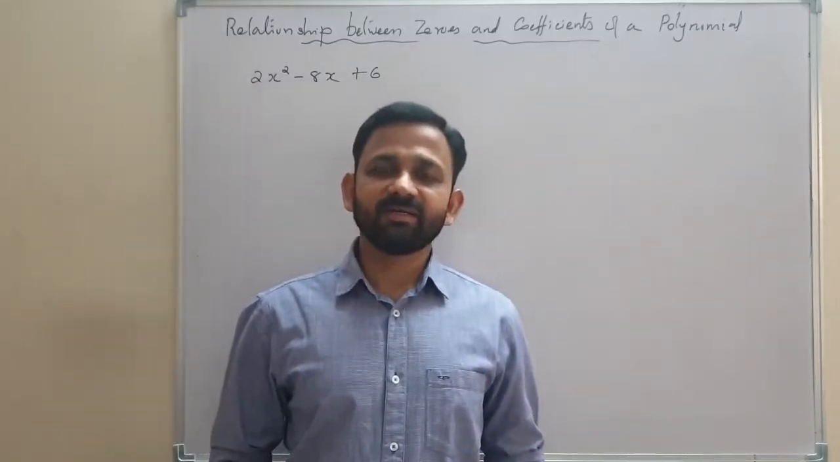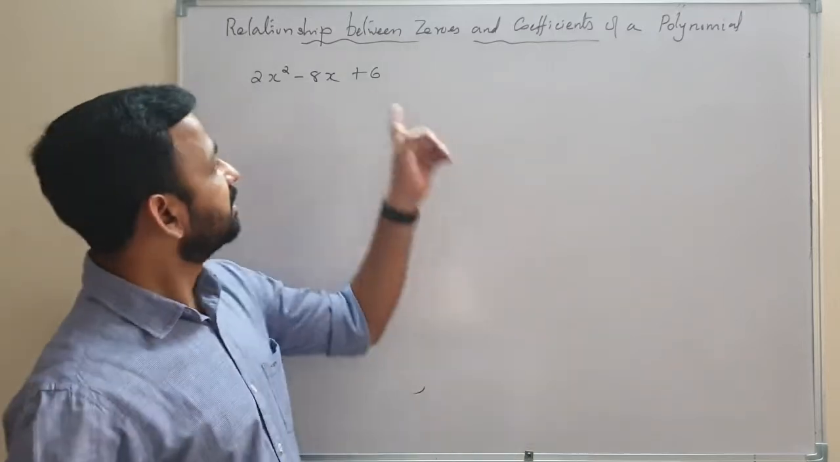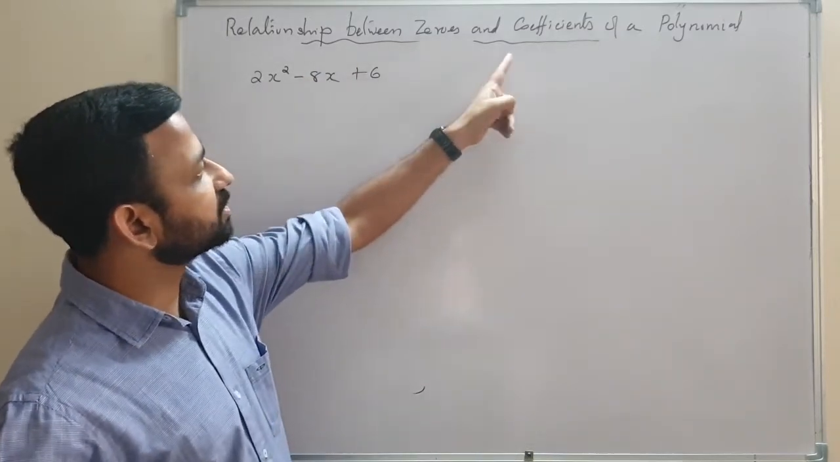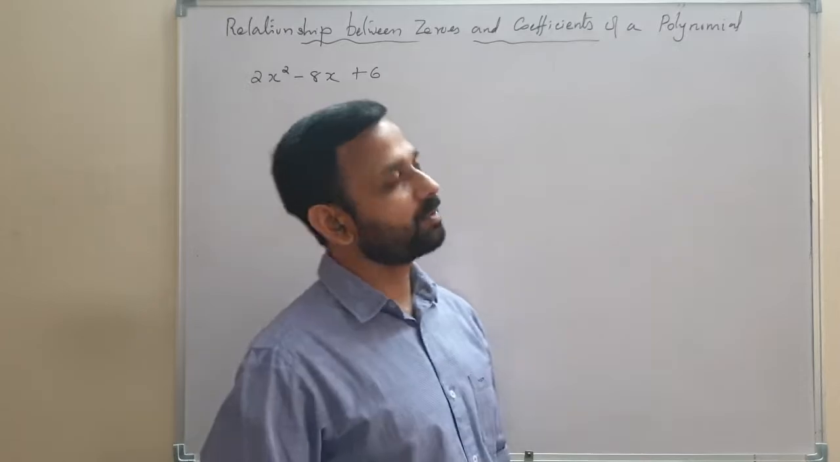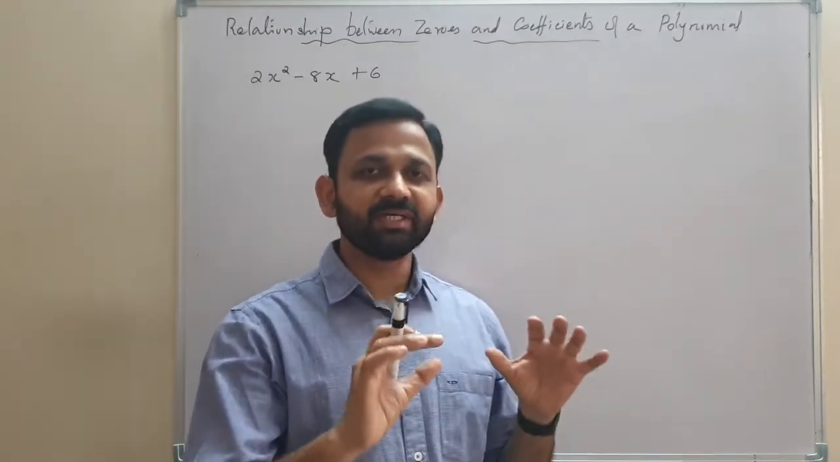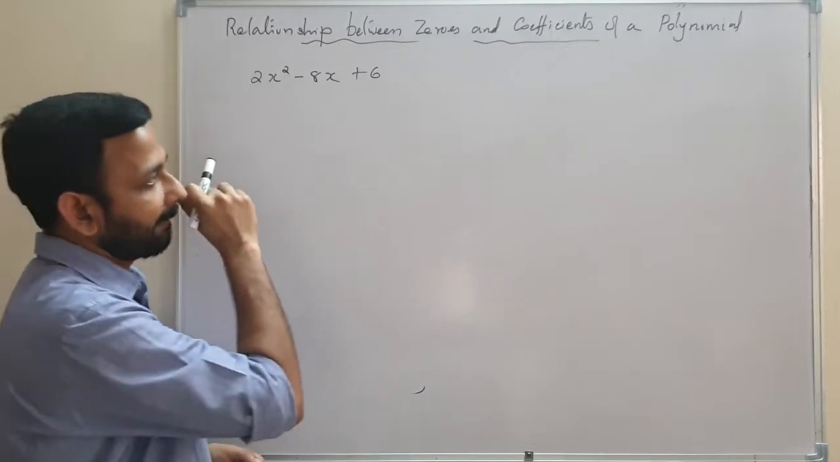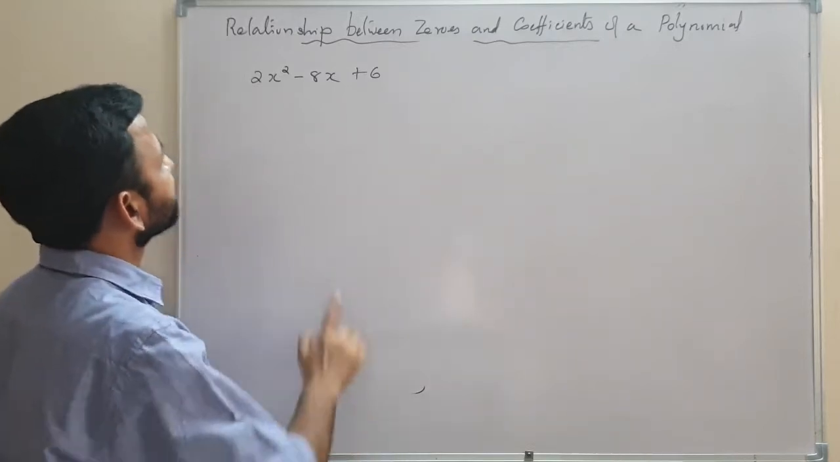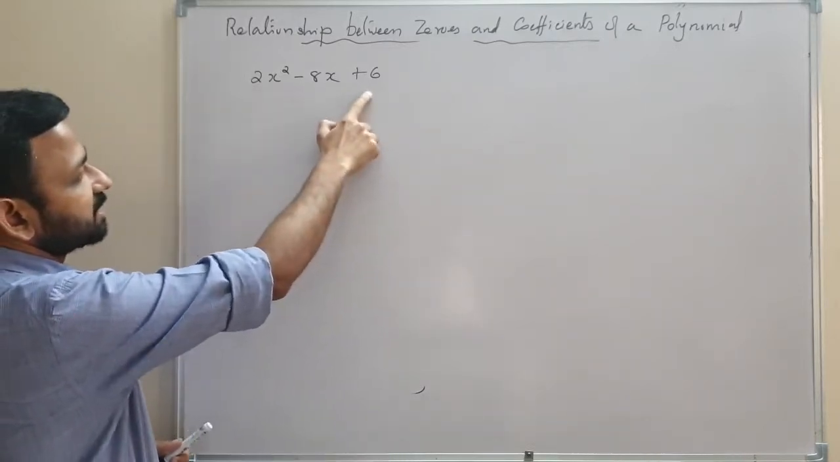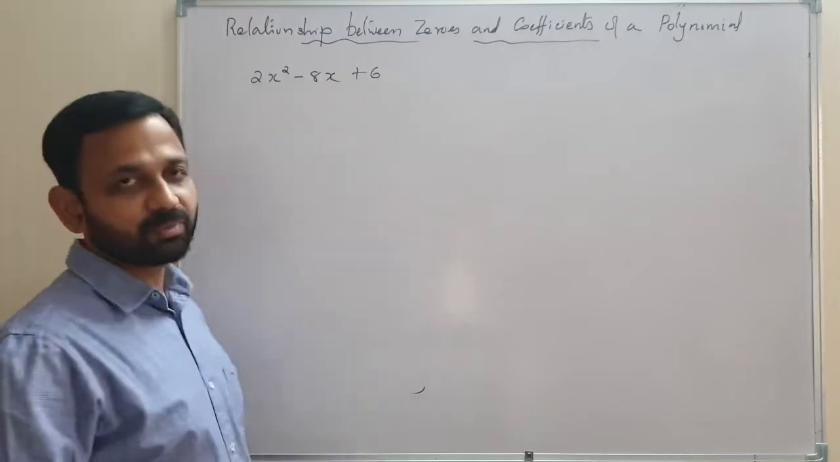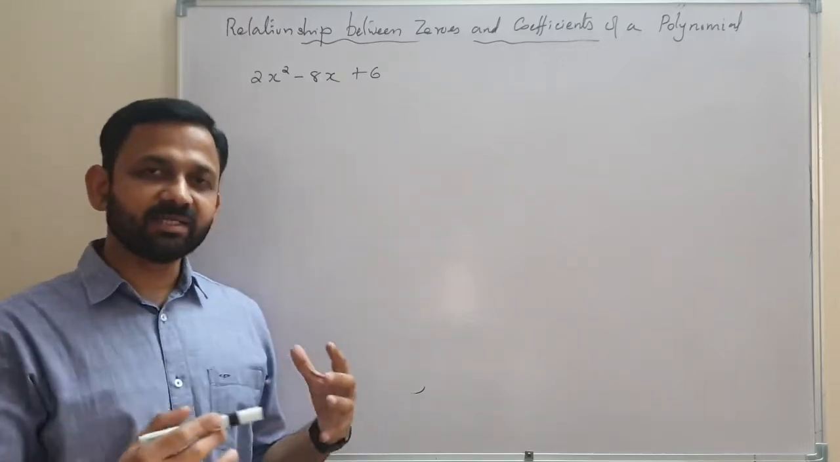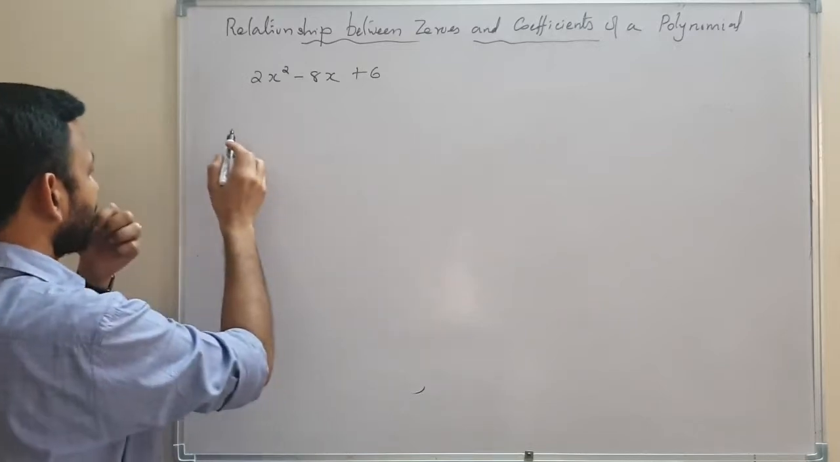Today we will learn the relationship between zeros and coefficients of a polynomial. We can take one example. 2x square minus 8x plus 6 is a polynomial. Now we can find the zeros of this polynomial.